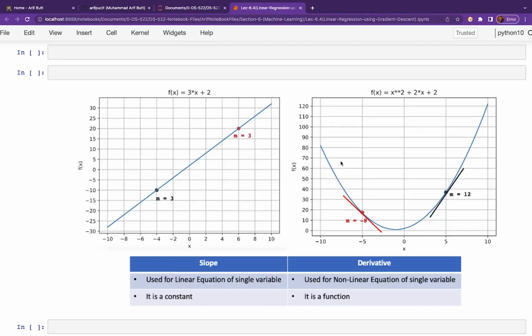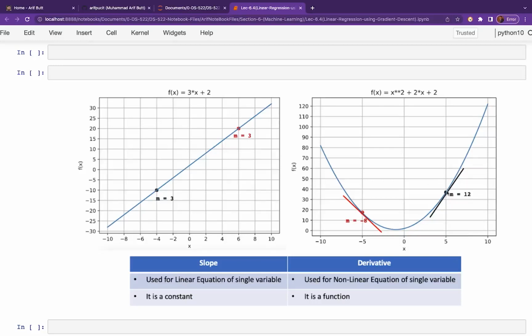Now consider the graphical representation of f(x) = x² + 2x + 2, shown in this right graph, which is a parabola. Since it is a curvy line, the slope is not constant. Rather, the slope is different at different points of this curve. The slope at this red and black points are actually nothing but the slopes of the tangents drawn at these 2 points. At this red point, the slope of the tangent is negative 8, which means for every 1 unit increase in x, y or f(x) decreases by 8 units.